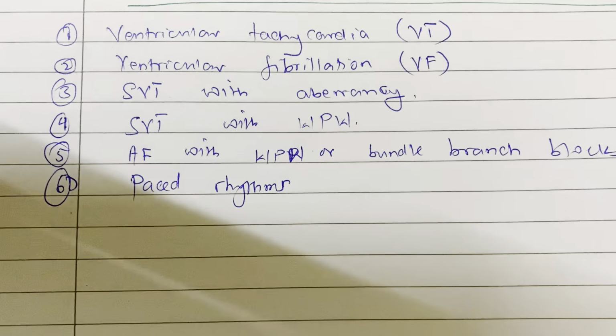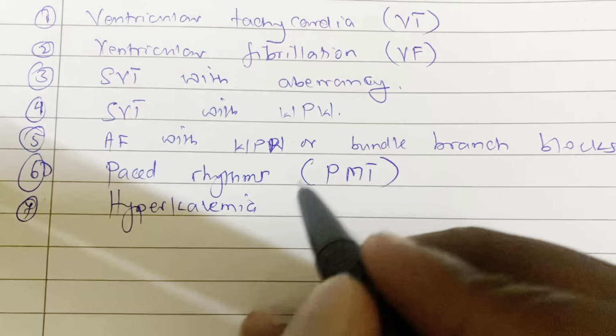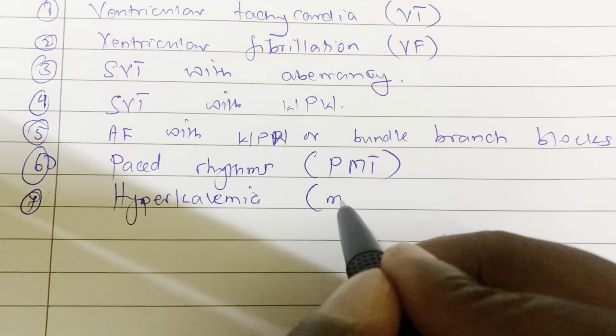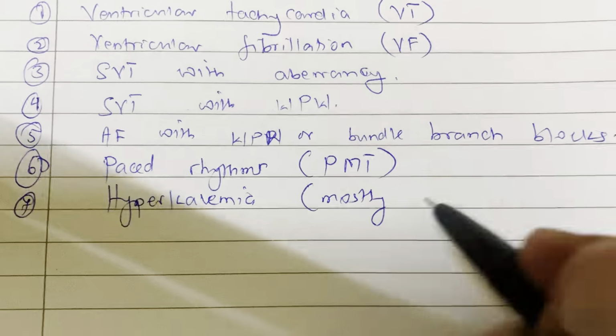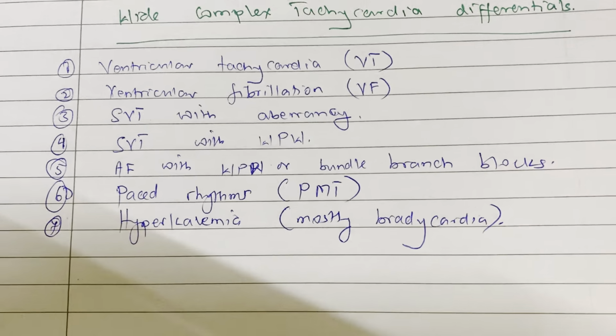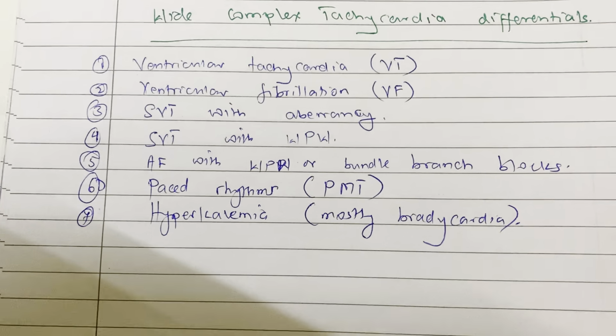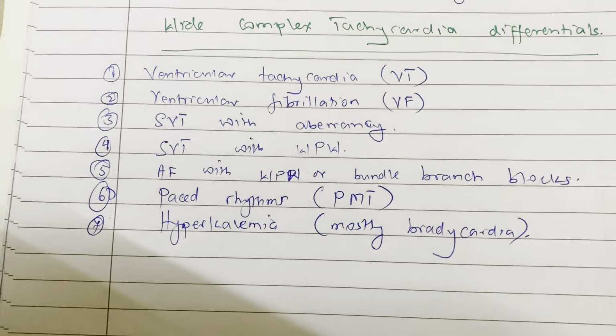7, hyperkalemia, but this one mostly bradycardia will be there, not tachycardia. So these are possible diagnoses if there is wide complex tachycardia. These ones are possible.